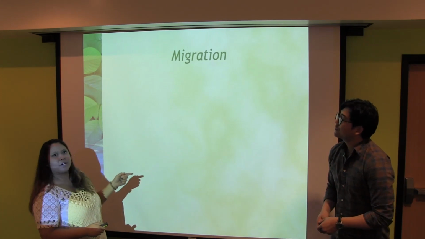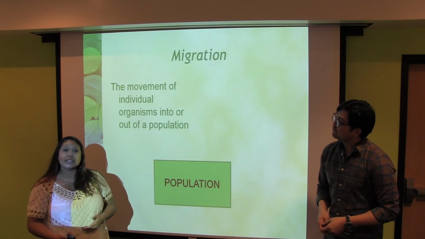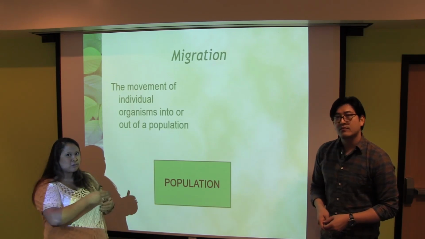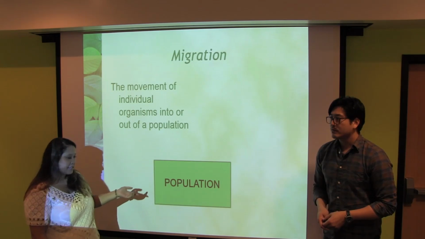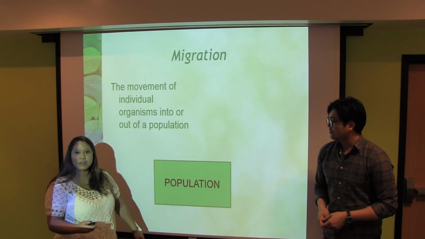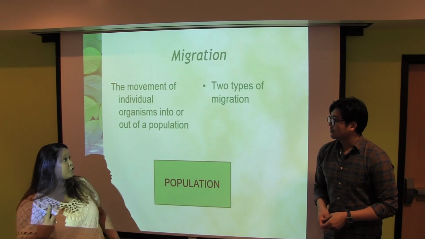What is migration exactly though? Migration is the movement of individuals into or out of a population. So for this example, this is going to be a population. Okay? There's actually two types of migration.